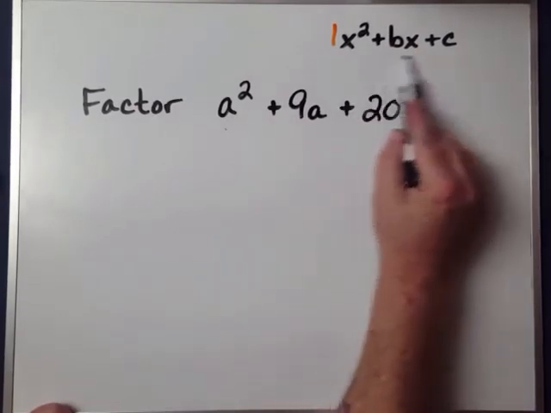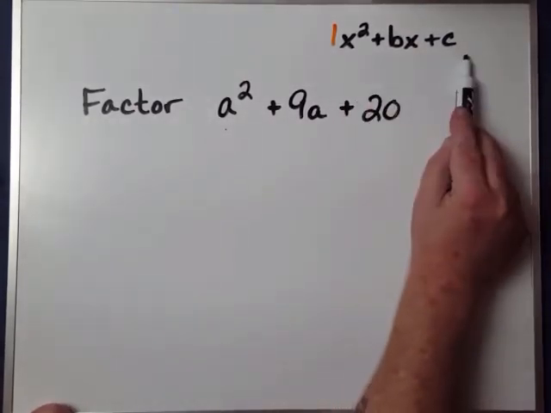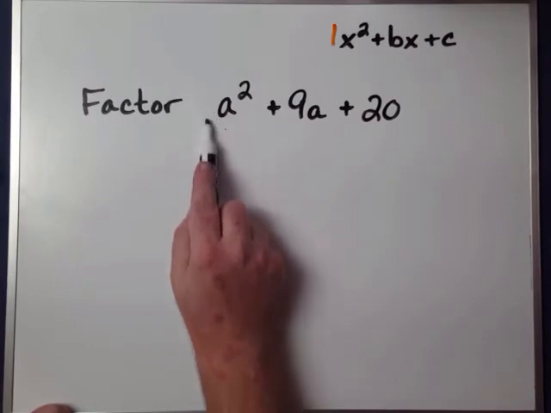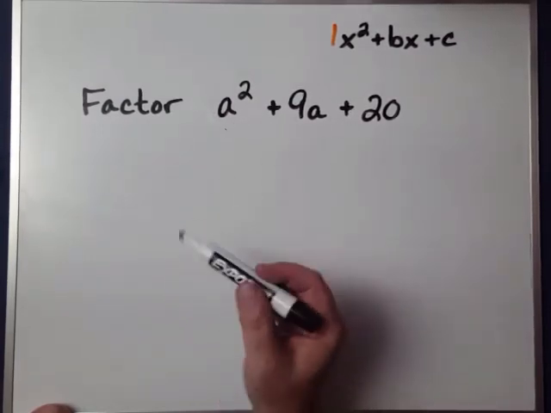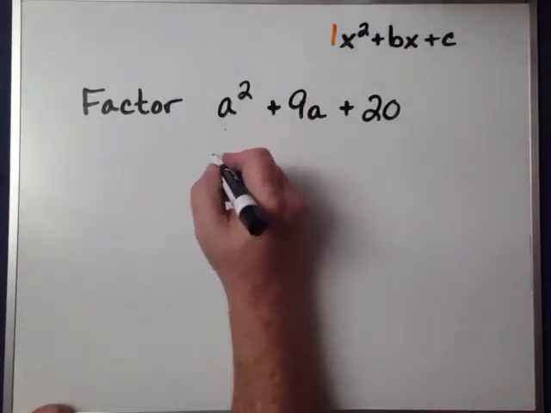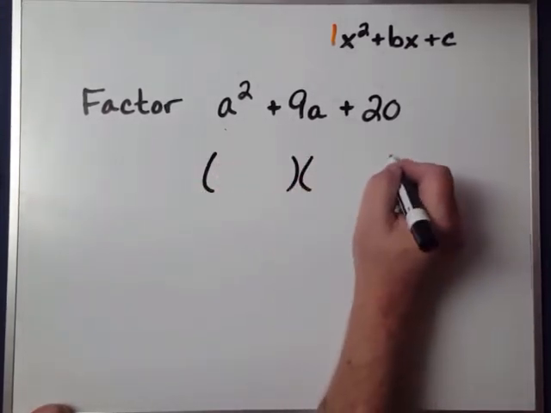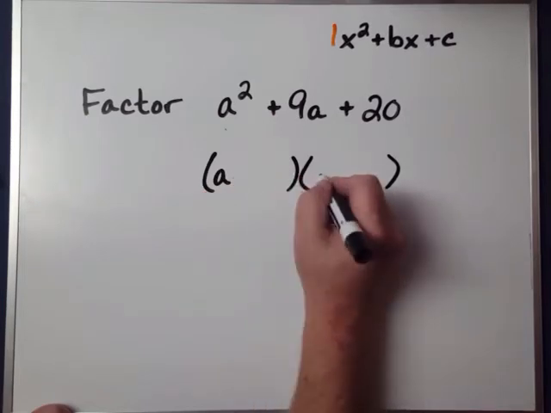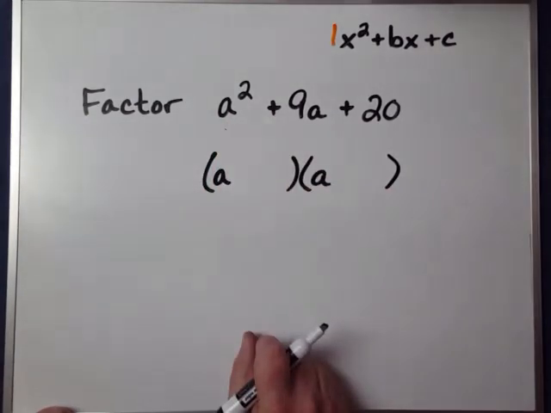This looks like one of these kinds of trinomials. The leading coefficient here on my square term is 1. So if this factors, it will factor as a pair of binomials, each starting with a. That's how I get my a squared back when I FOIL this back out.